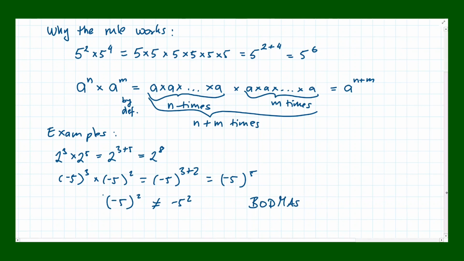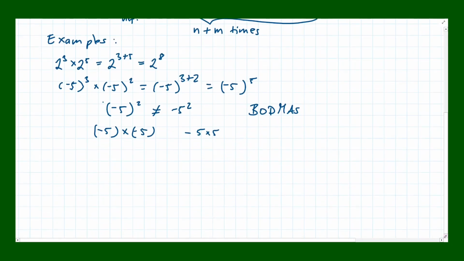We have to remember that brackets come first. So what this side means is negative 5 times negative 5, but this side means negative 5 times 5. So this will give me, let me come a bit further down, negative times negative is positive, so that's positive 25, but this one is negative 25. Now, what's going on when I've got it with the negative 5 to the third power?